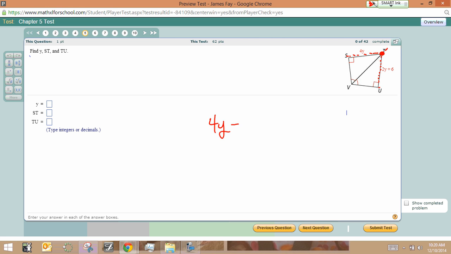So 4y should equal 2y plus 6. 2y equals 6, y is equal to 3. If y is equal to 3, then ST is 2 times 3 plus 6, which is 12. And that's TU. TU is 12. And then ST is 4 times 3, which is 12 as well. The fact that those two things end up being the same shows me I've done my math right.